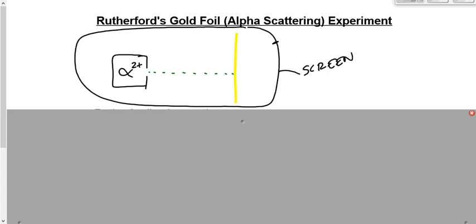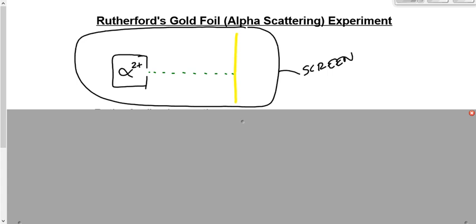Now, how does this experiment go? We fire these alpha particles one at a time, although we don't necessarily control how quickly they go because we're not controlling how quickly they're decaying. But they're still going one at a time at this thin, thin, thin gold foil.